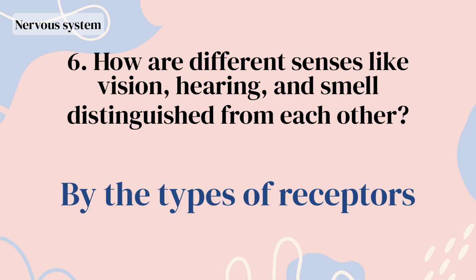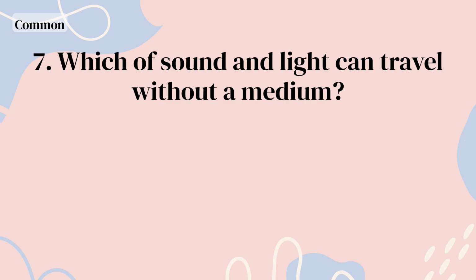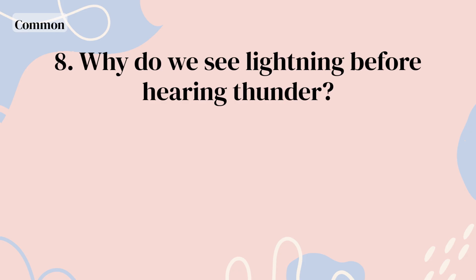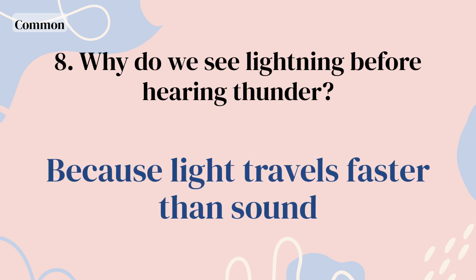By the types of receptors. Which of sound and light can travel without a medium? Light. Why do we see lightning before hearing thunder? Because light travels faster than sound.